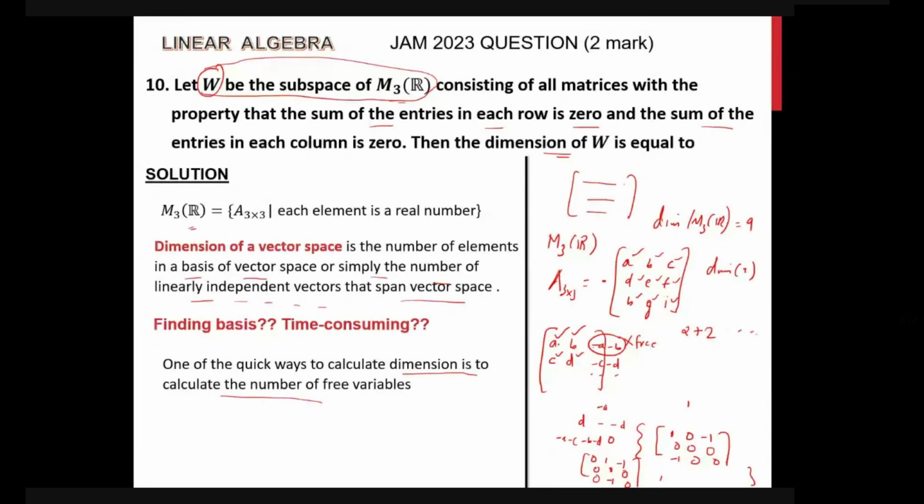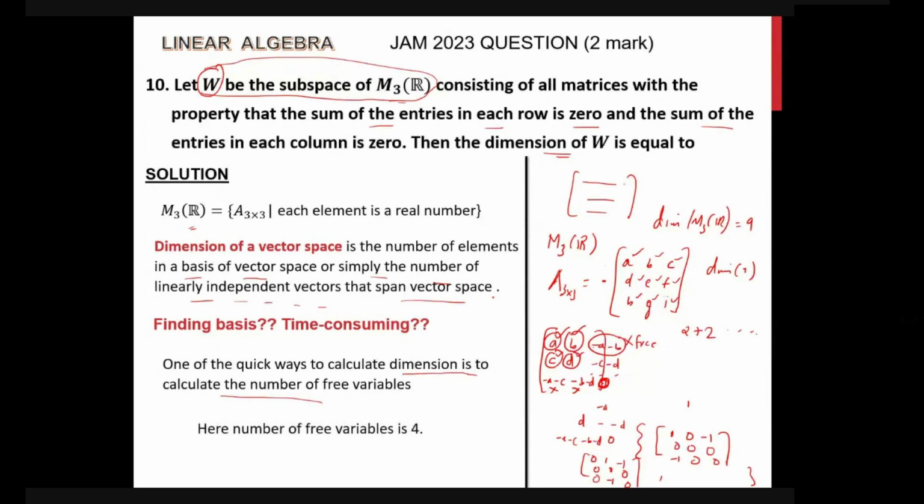Now what about this? The column sum must be equal to 0. So this must be minus C, this is not free. And this is minus B minus D, this is not free. Also the last element must be 0. The number of free variables here is 4. So the dimension is 4.